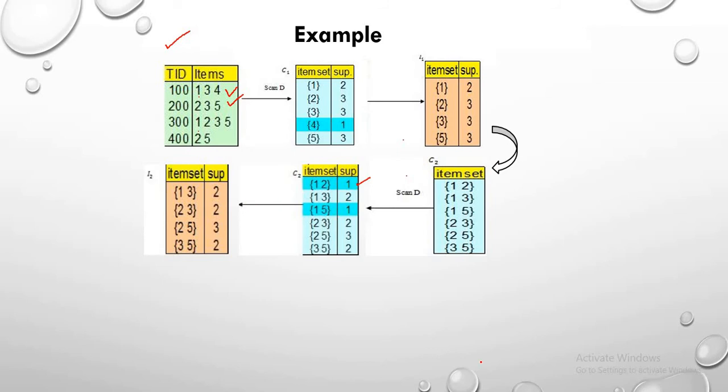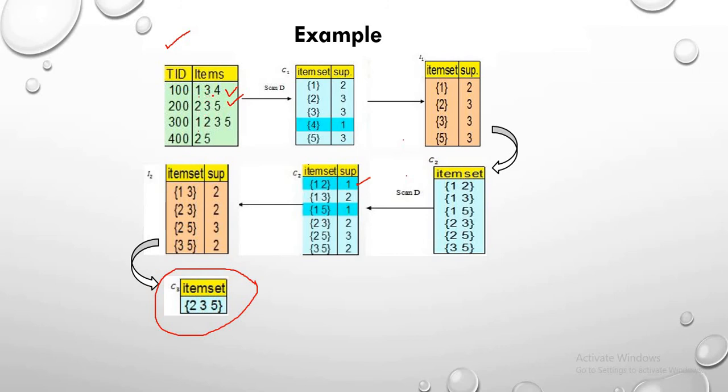Now we have to go for the 3 combinations. What are the 3 combinations? You have to go for 1 2 3. That is one combination you can go for. Otherwise you have to identify. See here, you can see that 2 3 5. Before going for 3 you can check, we have a 3 item transaction.